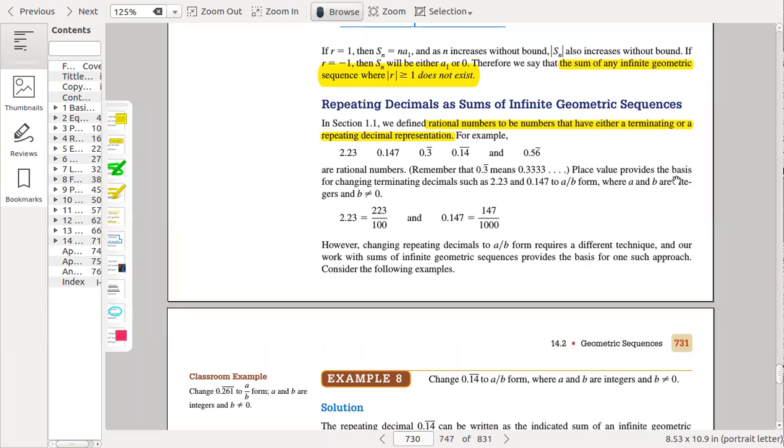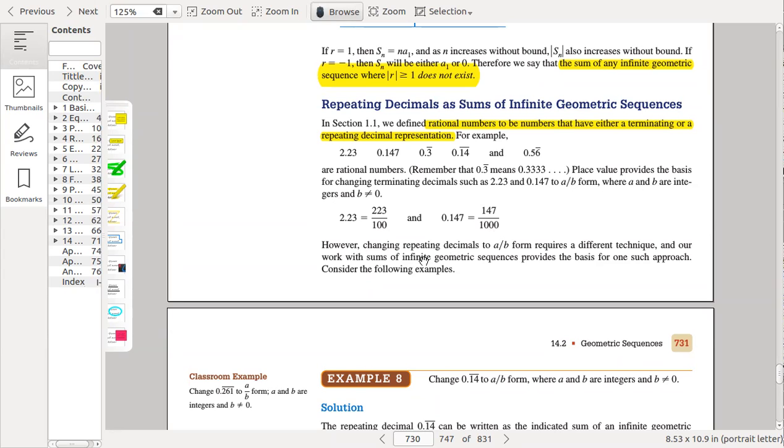Place value provides the basis for changing terminating decimals such as 2.23 and 0.147 to a over b form, where a and b are integers and b is not equal to 0. So 2.23 is equal to 223 over 100, and 0.147 can be written as 147 over 1000.